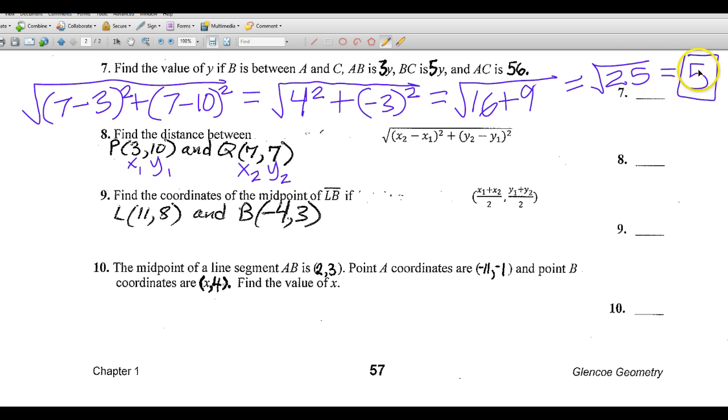So if you don't get an exact answer, you can leave your answer as just the square root, but in this case, it's a perfect square, so the answer is 5.